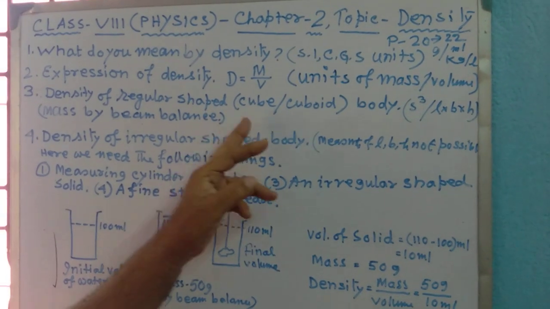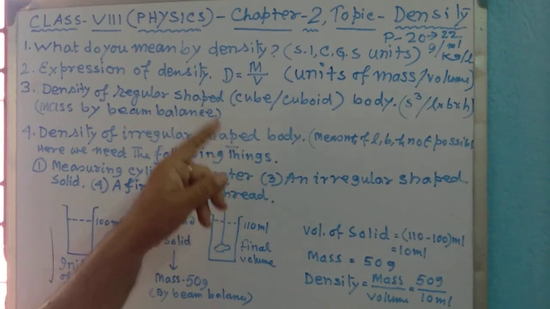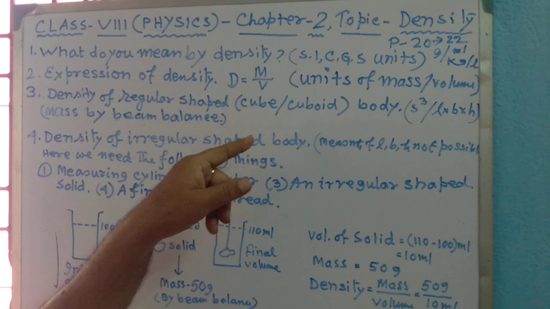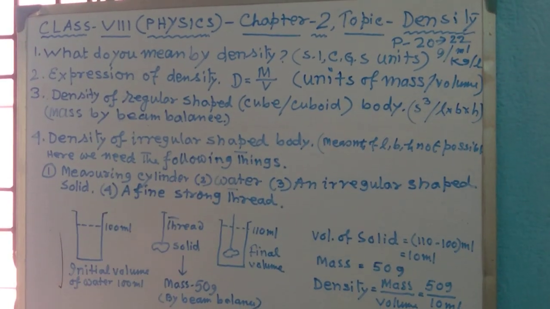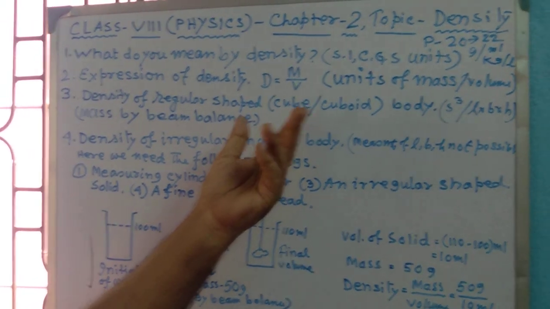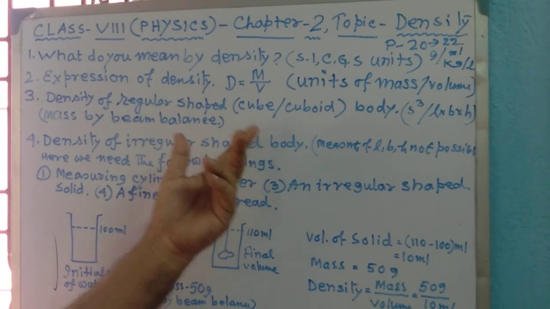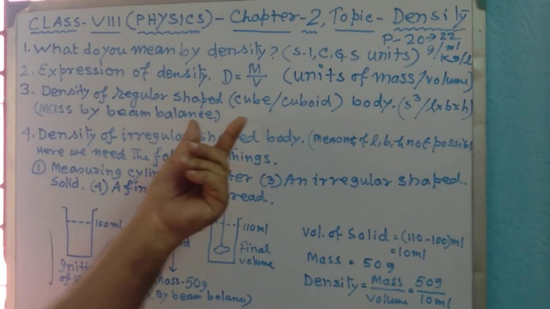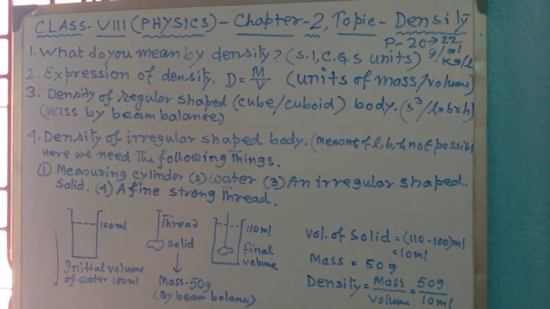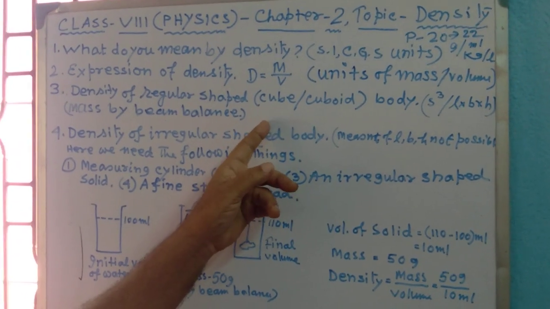Say first of all we are measuring the mass of a cube, and then we will measure the volume of the cube. As it is a cube, all the sides are equal. So side into side into side, we will get the volume. After calculating volume, and before that we have already measured the mass. So mass we have got, volume we have got. So the density will be mass by volume. It is very easy because you can use the formula here.